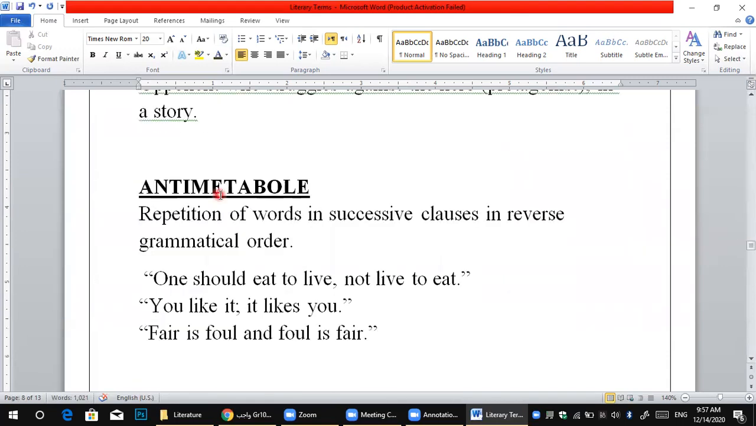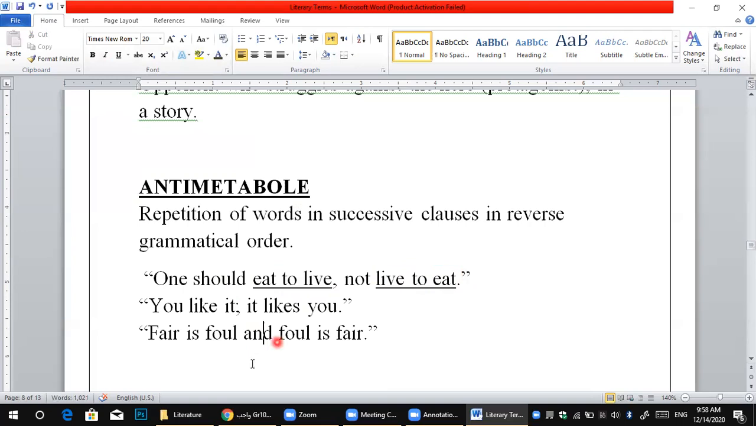After that, we have the last one today. It's called antimetabole. What does antimetabole mean? It's a repetition of words in successive clauses in reverse grammatical order. For example, a person should eat to live, not live to eat. So here, eat to live and live to eat. This is called antimetabole. It repeats the words in successive clauses, but in the opposite order.